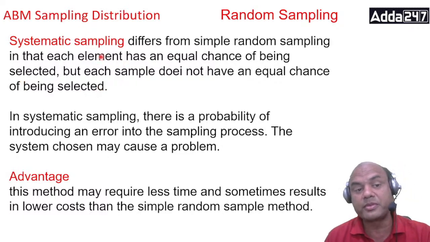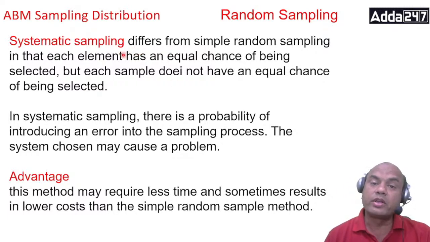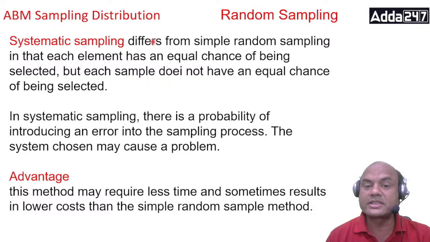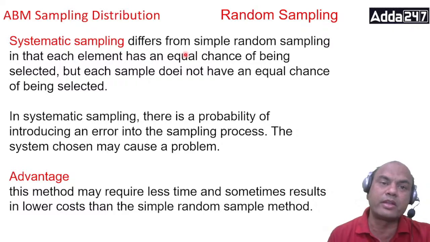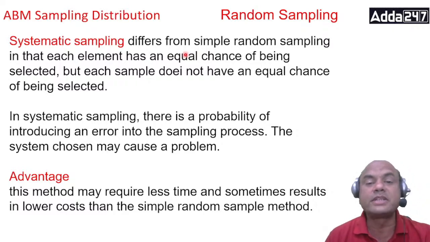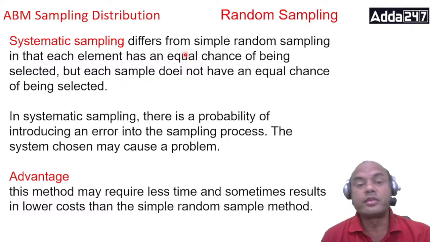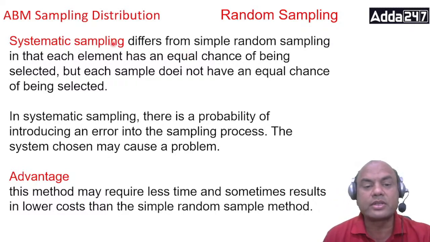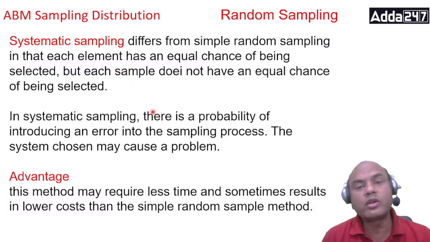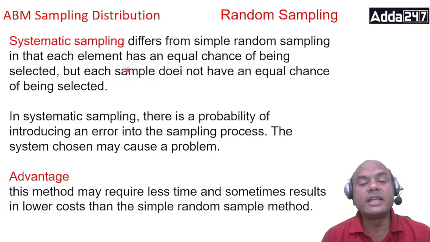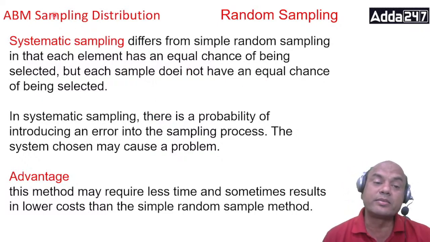Now, this is a problem with systematic sampling. And this question comes in the exam as a complete the following for 1 mark. Systematic sampling differs from simple random sampling in that each element has an equal chance, because I don't know which element will stand fifth when I tell them to stand in the row. But each sample does not have an equal chance, because the one who will be standing fourth will not get selected. So each sample does not have an equal chance in systematic sampling.